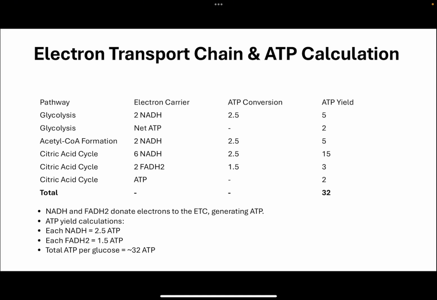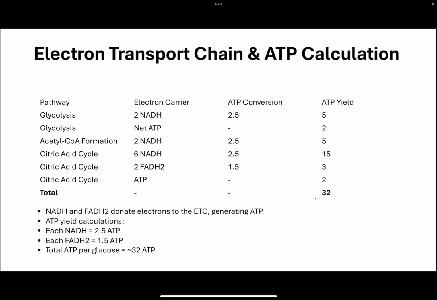Now the final stage of cellular respiration is the electron transport chain, and it takes place in the inner mitochondrial membrane. NADH and FADH2 donate electrons to the electron transport chain, generating ATP. This movement of electrons drives the pumping of protons across the membrane, which creates a gradient. ATP synthase then uses this gradient to generate ATP.